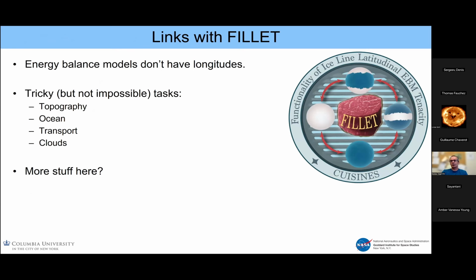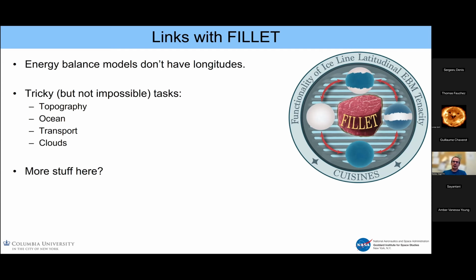We are also looking at links with other MIPs, and the Philae is one of them. We know that the energy balance models don't have longitudes, so this is one of the reasons why we started thinking about this flat vegetation idea. The other idea would be that if you change the obliquity, for example, of the planet, then you are changing the climate zones, so you might need to adjust your vegetation because of that.